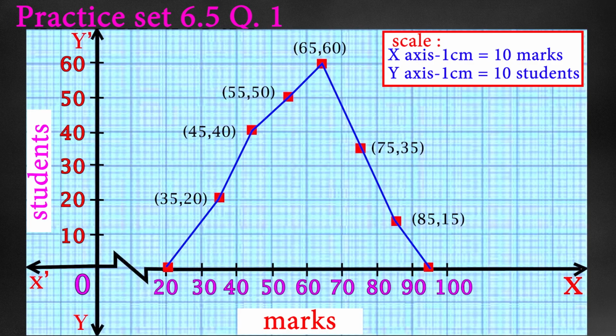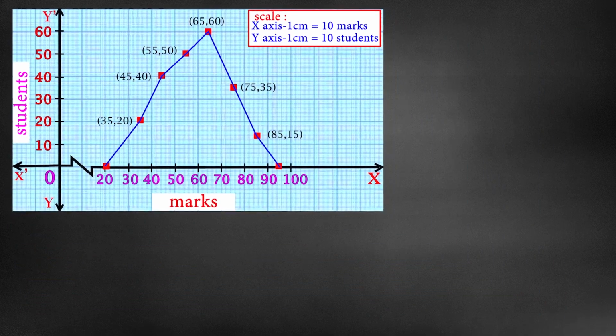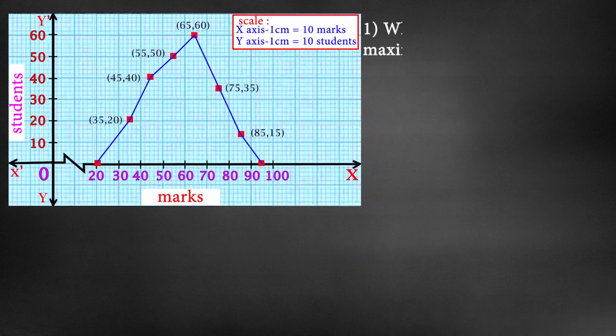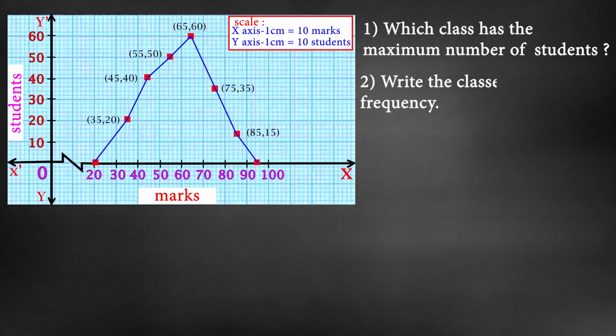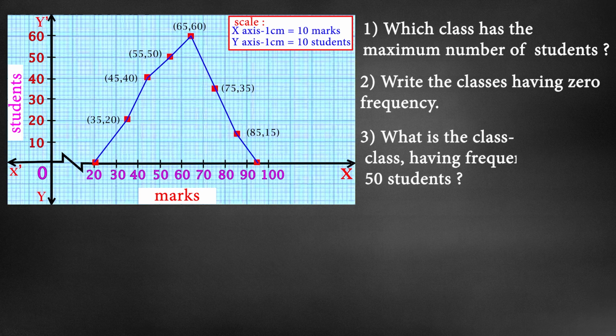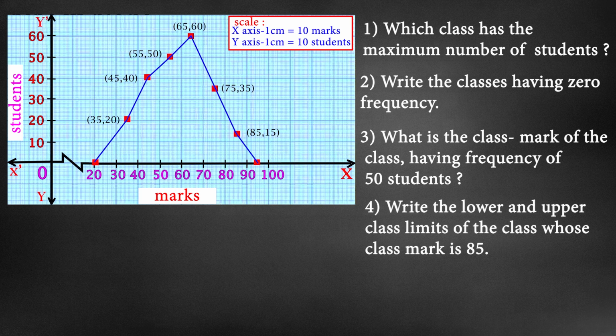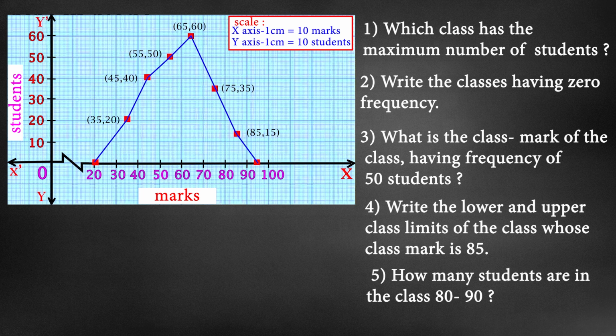Now students, let us see practice set 6.5 question number 1. Observe the following frequency polygon and write the answers of the questions below it. Number 1. Which class has the maximum number of students? Number 2. Write the classes having 0 frequency. Number 3. What is the class mark of the class having frequency of 50 students? Number 4. Write the lower and upper class limits of the class whose class mark is 85. Number 5. How many students are in the class 80 to 90?